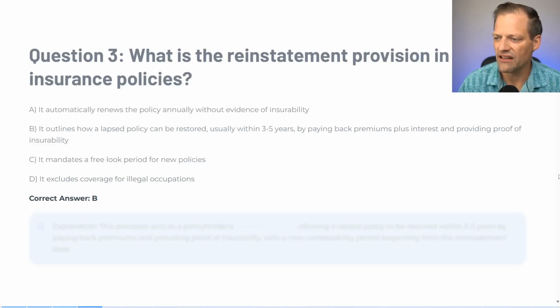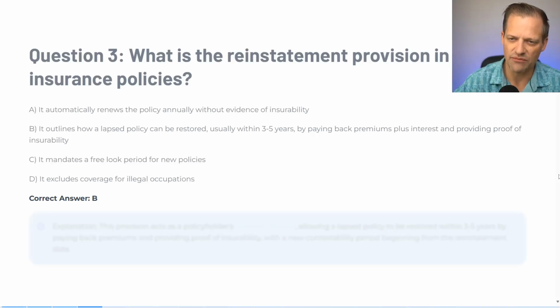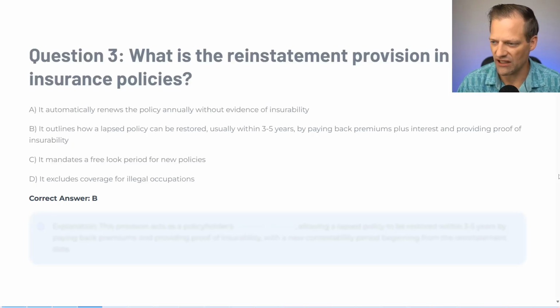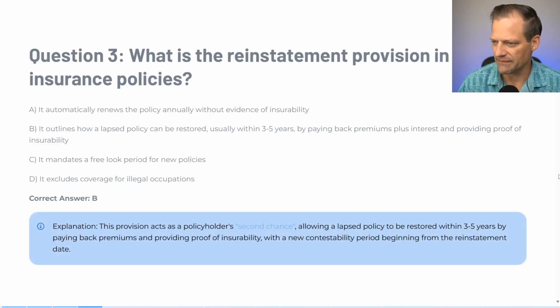The answer is B. And basically, to think about it this way, reinstate. Instate means to put in force. Re means to redo it again. So you're reinstating the policy back to where it was previously.